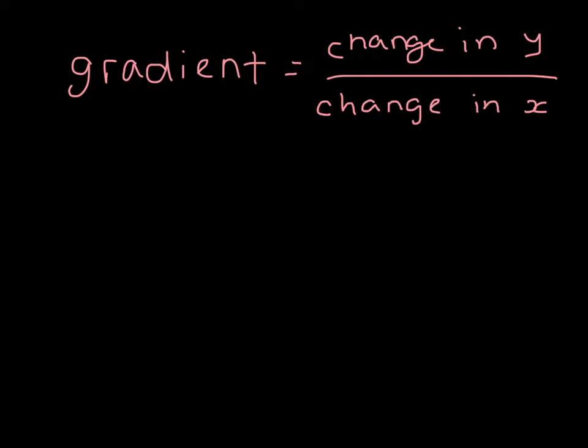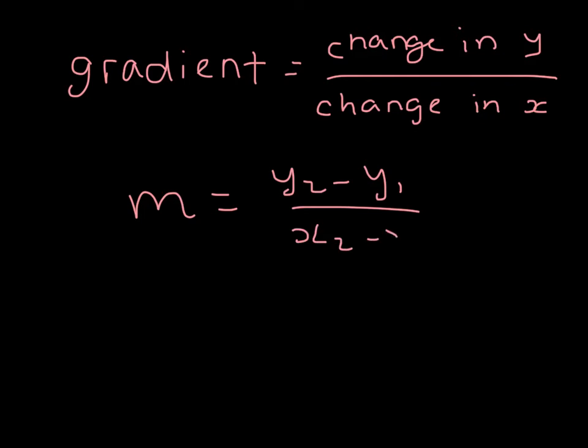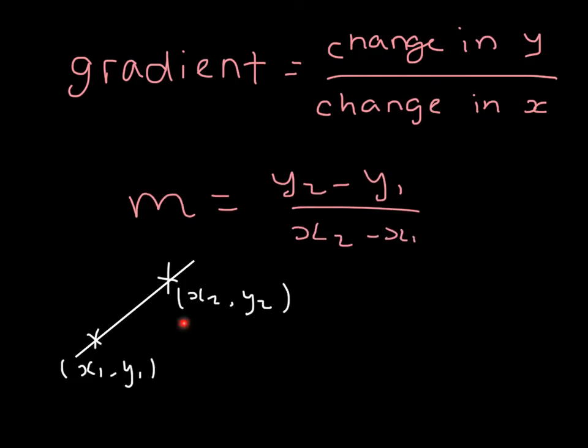The gradient can be calculated by dividing the change in y by the change in x. This is equivalent to using the equation m equals y2 minus y1 over x2 minus x1, where x1, y1 and x2, y2 are two different points on the straight line.